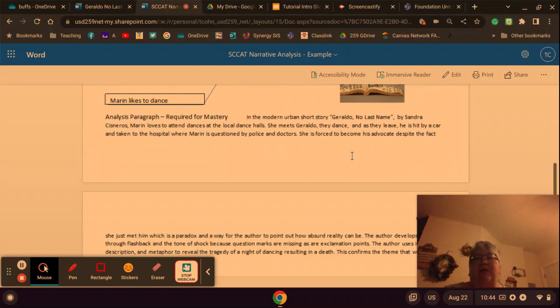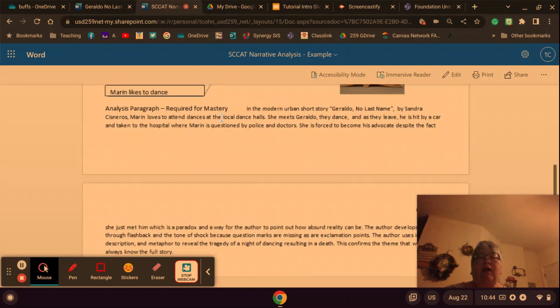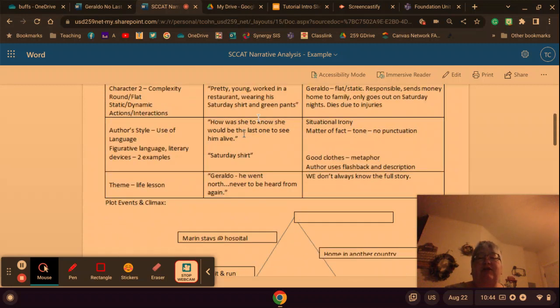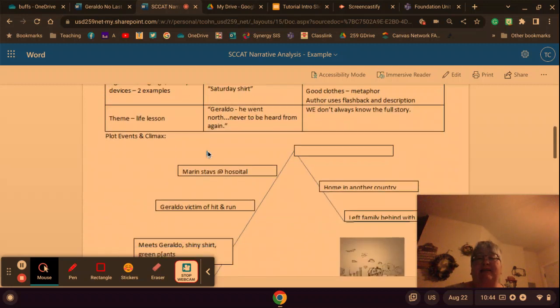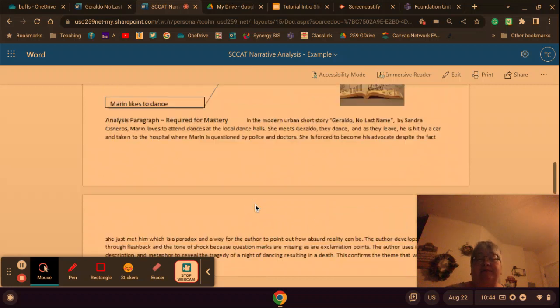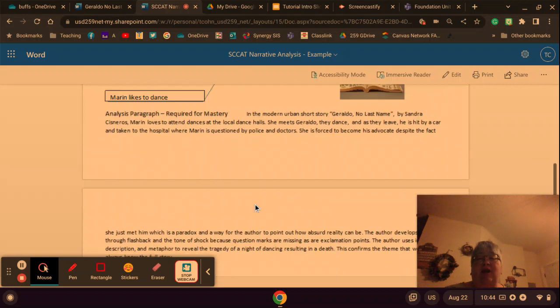The last part of the analysis, and this is required for mastery, is you need to take the information from the chart, from SCAT, and the plot diagram and put those together in a paragraph. In the modern urban short story Geraldo No Last Name by Sandra Cisneros, Marin loves to attend classes at the local dance halls. She meets Geraldo, they dance, and as they leave, he is hit by a car and taken to the hospital, where Marin is questioned by police and doctors.